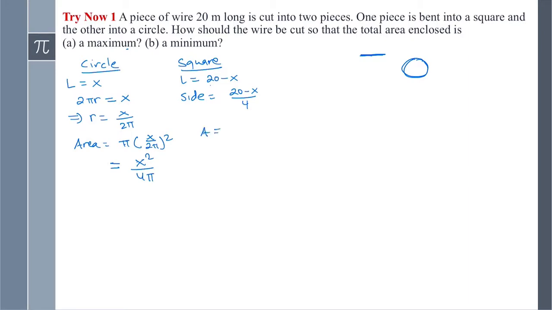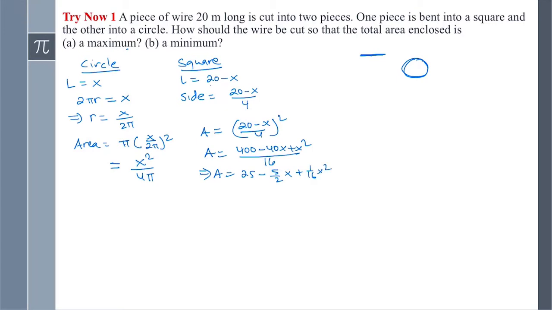Similarly, the area of the square is given by the side squared, which means ((20 minus x) over 4) squared. 20 squared is 400. So if you do (20 minus x) times (20 minus x), you get 400 minus 40x plus x squared, divided by 4. Sorry, this should be 16. What did I do? When we square 4, we get 16. So 400 over 16 is 25, minus 40 over 16 is 5 over 2 x, then we have 1/16 x squared.